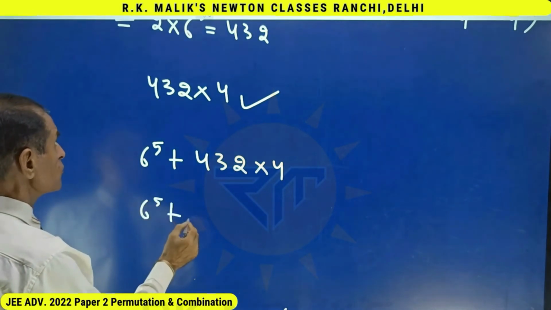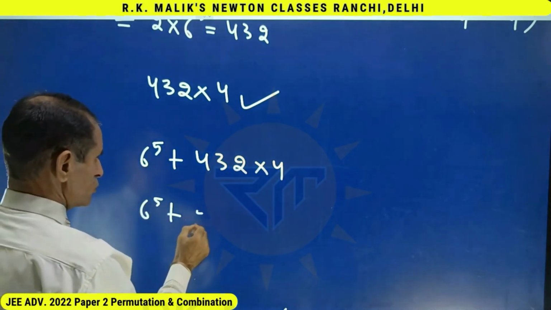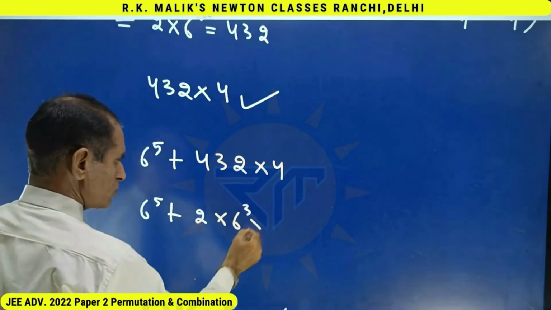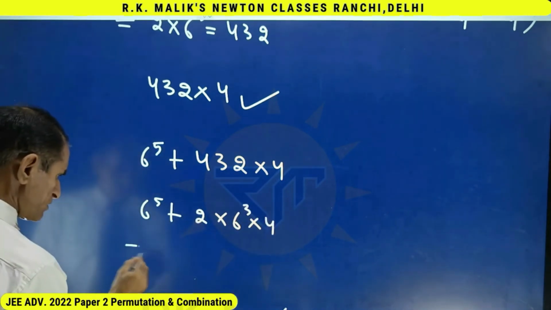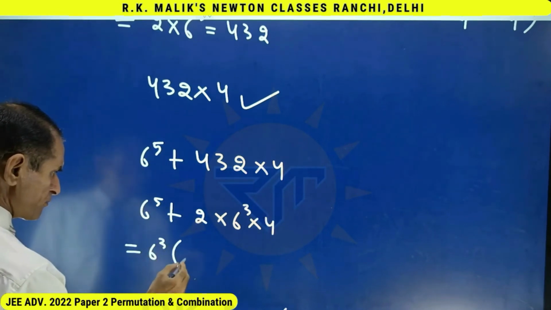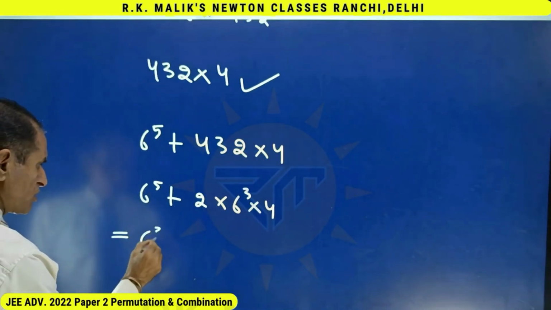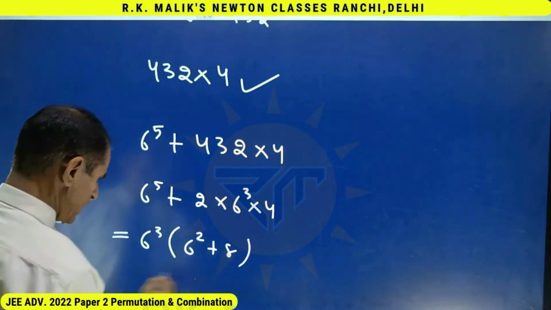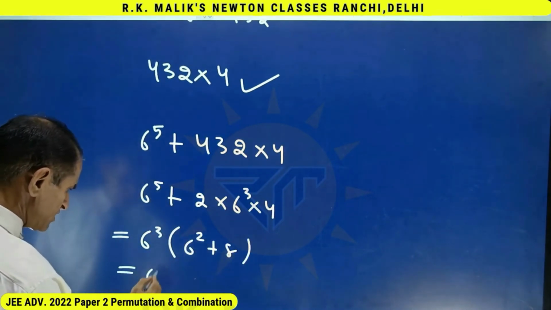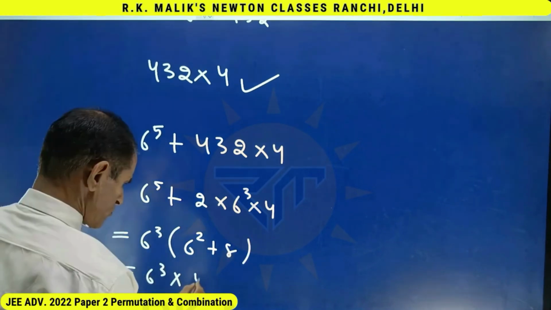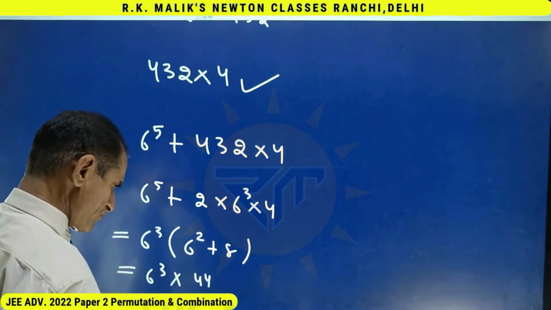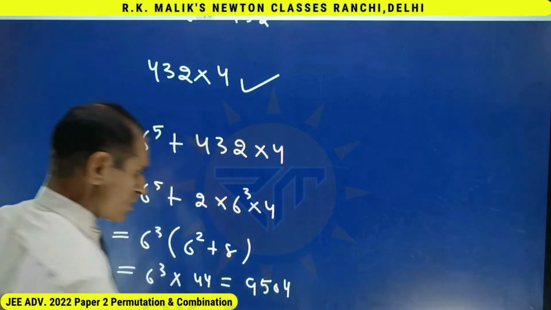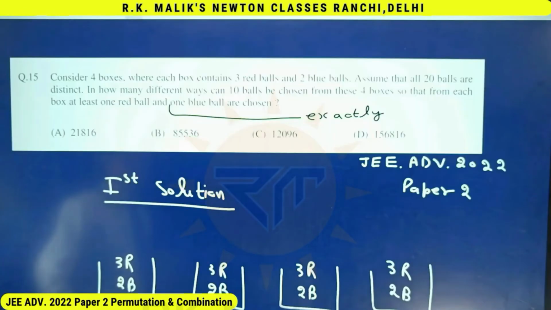6 to the power 5 plus 2 into 6 cube into 4, that is 6 cube common, equal to 6 cube into 6 square plus 8, that is 6 cube into 44, equal to 9504.